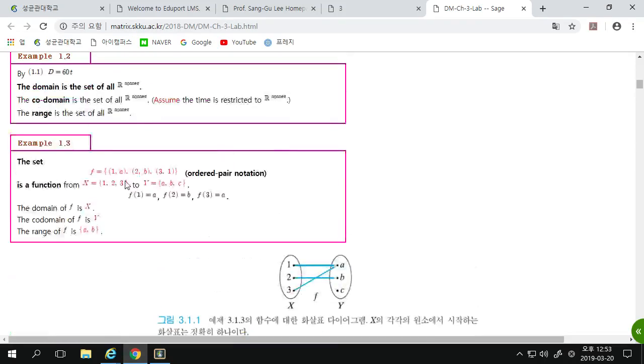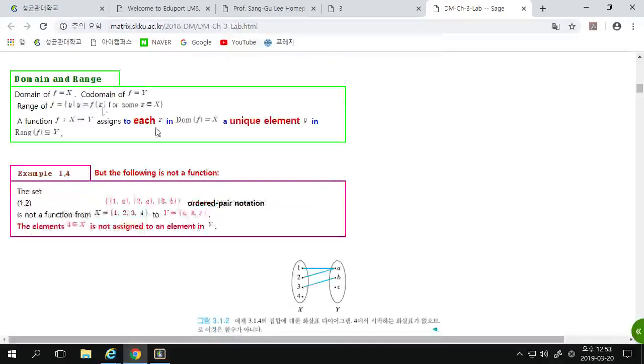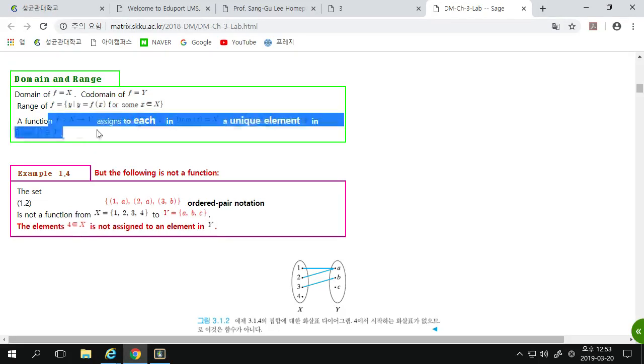Anyway, this is an example of a function, because every element in the domain has an image in the codomain, and each element goes to exactly one element in the codomain. So it satisfies the definition of a function. In this case, the domain is {1, 2, 3}, the codomain is {a, b, c}, and the range of f is only the set of images, a and b. So domain and range are defined in this way.